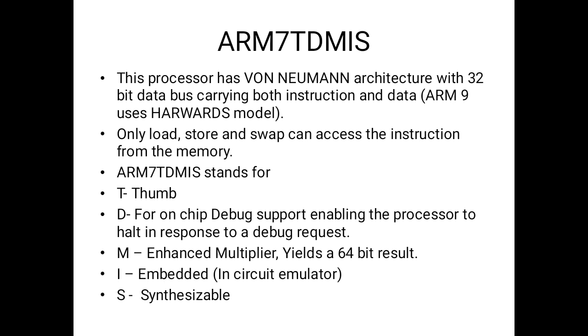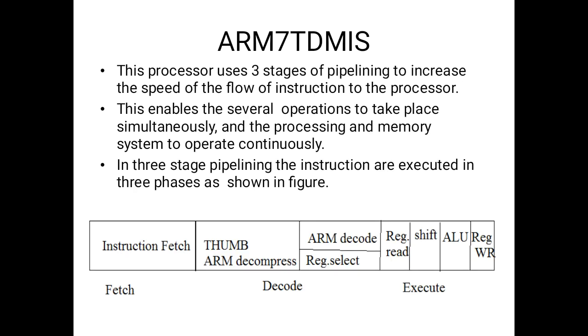I defines the embedded ICE. It consists of emulator software which runs the program. S defines the synthesizer, or we can say synthesis of the program. This processor uses 3 stages of pipelining to increase the speed of instruction execution. This enables several operations to take place simultaneously.